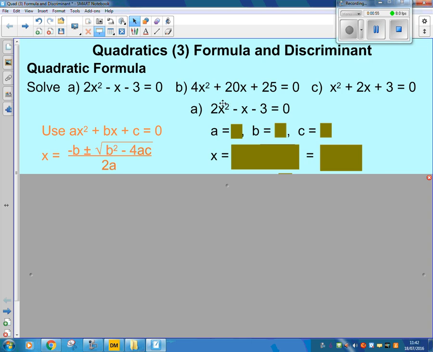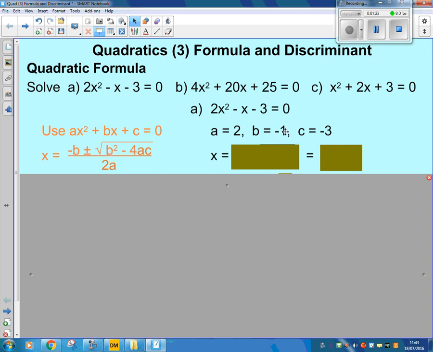A is the coefficient of x squared, and that is 2. B is the coefficient of x, and that is equal to minus 1. And c is the constant term, and that is minus 3. Now let's work out what x is. So the way I always do this is I work out my minus b, my b squared, my 4ac, and my 2a, and just slot them in. So minus b is minus 1, that's plus 1.